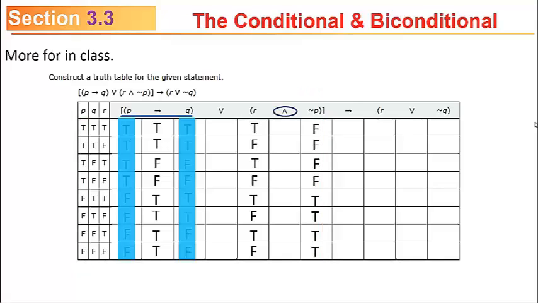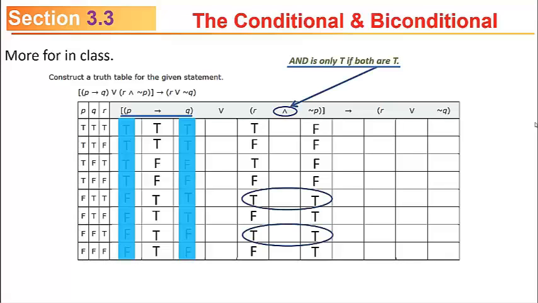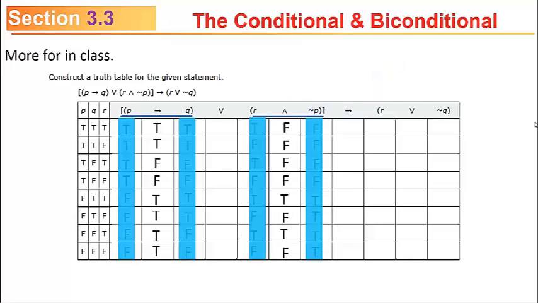And then I notice that I have an and between them. An and is only true if they're both true, and I scan through there and only see 2 cases where they're both true, so those will be the trues. Everything else will be false. And again, I've used up the R and the not P. By producing the and, I used up those other two columns. I'll actually shade them out just so your eyes don't focus on them anymore.